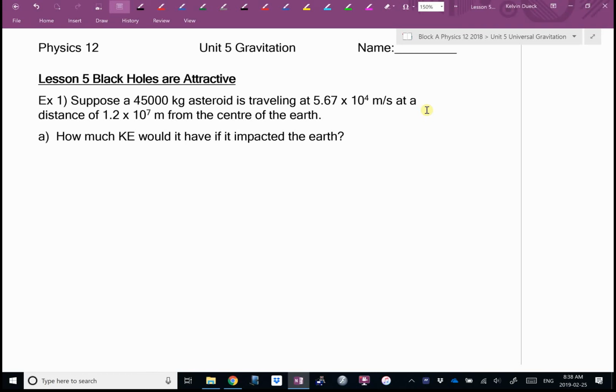At 5.67 times 10 to the 4th meters per second, at a distance of 1.2 times 10 to the 7th meters from the center of the Earth. How much kinetic energy would it have if it impacted the Earth? William, any suggestions of how I might want to solve this? Yeah, there's a change in height, there's a change in speed. Not with work, because the question doesn't ask how much work. So conservation of energy.